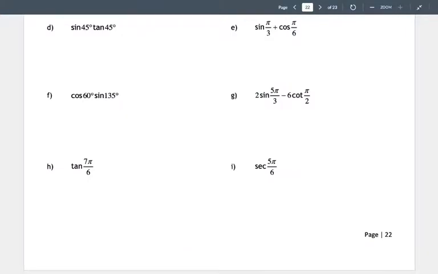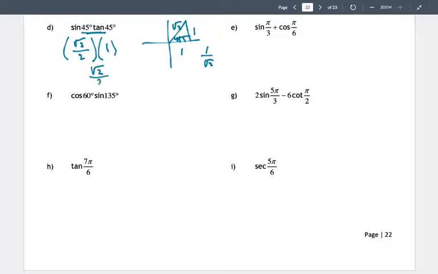Okay, so for these, they're just using those rules. So we would know the sine of a 45-degree angle using those rules. This is 1, 1, square root of 2. Sine of 45 is, when you simplify it, 1 over square root of 2, but it ends up being square root of 2 over 2 when you rationalize it. Tangent's just 1, and this is telling us to multiply those together, so my answer is going to be square root of 2 over 2.